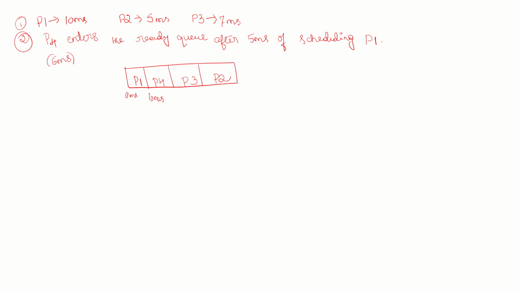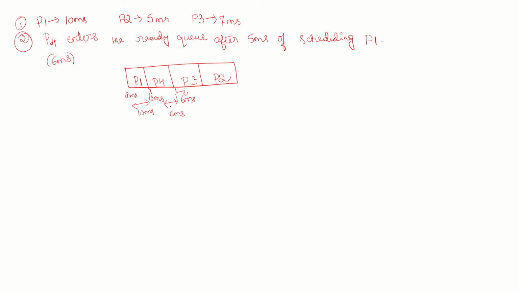Next, after 10 milliseconds, what comes to the picture? It is P4. What is the time taken by P4? It comes after 5 milliseconds of scheduling of P1, but completion time it takes is 6 milliseconds. So I can write it here as 16 milliseconds. So I can write here it is 10 milliseconds, isn't it? P1 executes for 10 milliseconds. So at 10 milliseconds, P4 comes. So here it executes for 6 milliseconds.